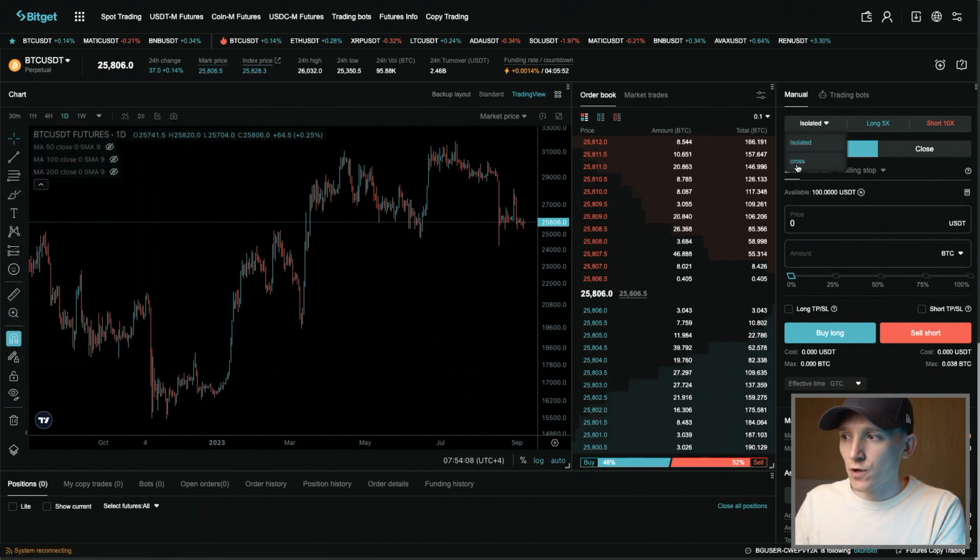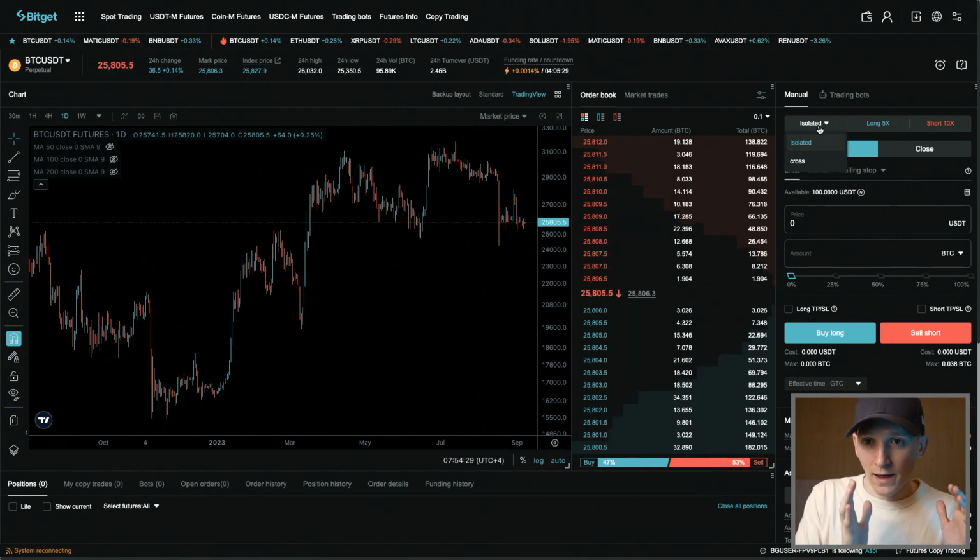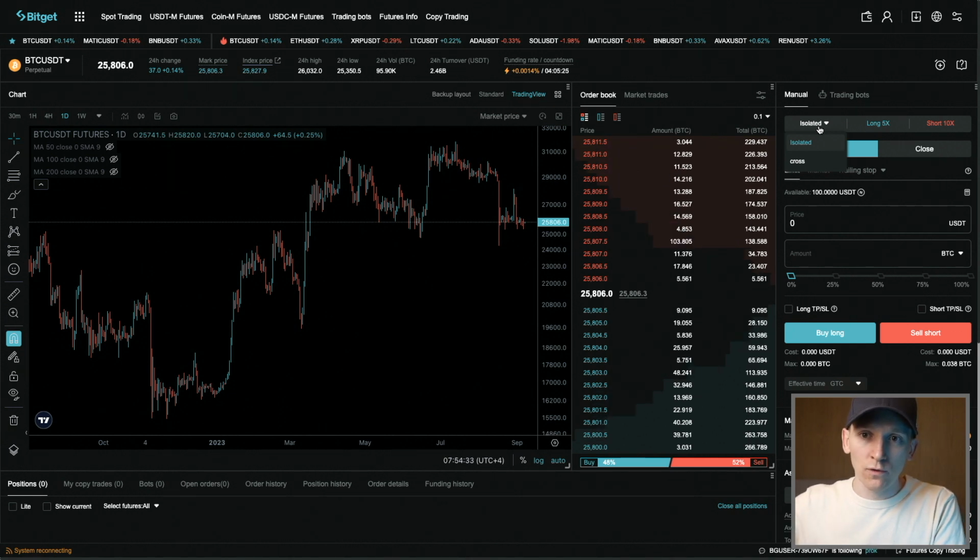If you choose cross, that means that you have an account with collateral, and that is used to fund all of your positions at the same time. If one position starts losing, then your collateral is going to be sucked into funding that position, and it may actually affect your other positions. That's why most people use isolated margin and just have separate buckets for each and every trade. If one trade goes south, that loses, and you don't have to use the collateral for other positions.